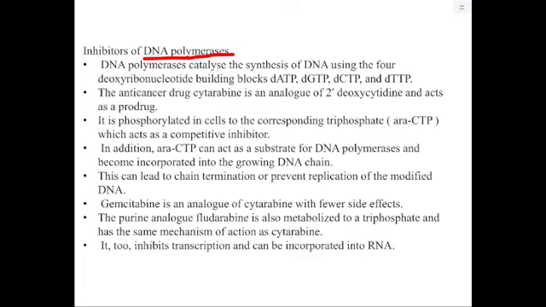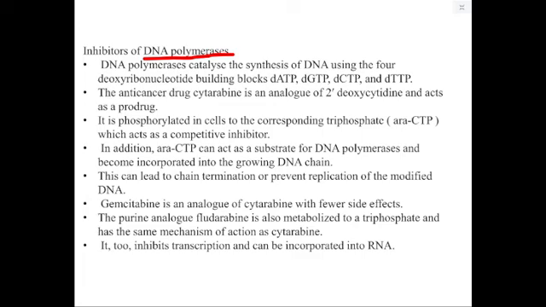Remember, we do say for DNA you require thymine, not uracil. And that's why we said if you have any drug that blocks the synthesis of thymidine, then you have a problem. And of course, that's why we were mentioning drugs like methotrexate, 5-FU, and so on. The anti-cancer drug cytarabine is an analog of 2'-deoxycytidine and acts as a prodrug. It is phosphorylated in cells to the corresponding triphosphate. We had mentioned that arabinosyl cytosine triphosphate acts as a competitive inhibitor. In addition, it can act as a substrate for DNA polymerase.